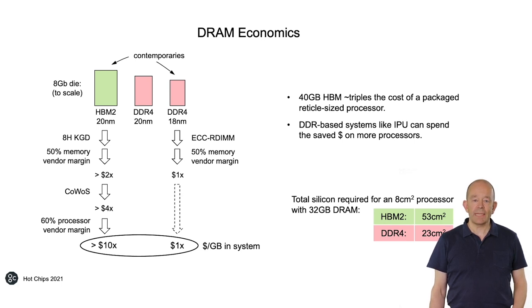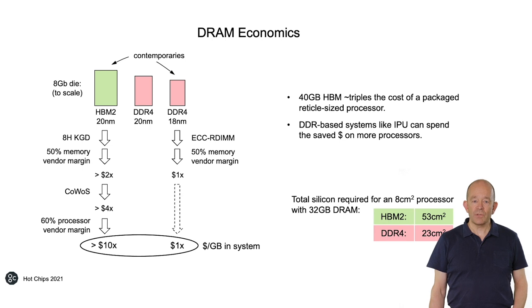And finally, the processor vendor must add its 60% margin to the assembled module. This margin stacking does not occur for the DDR DIMM because the user can source that directly from the memory manufacturer. In fact, a primary reason for the emergence of a pluggable ecosystem of computer components is to avoid margin stacking. No data center owner ever unplugs a server CPU.